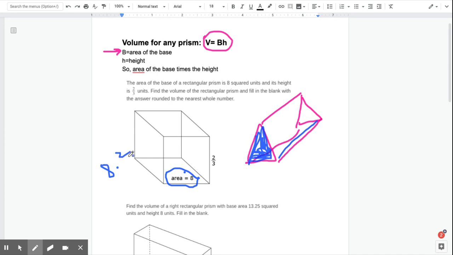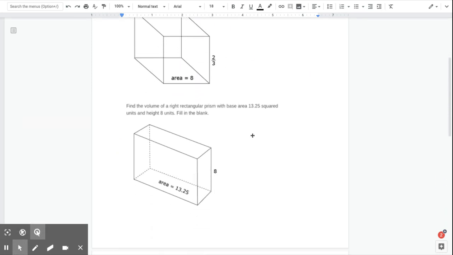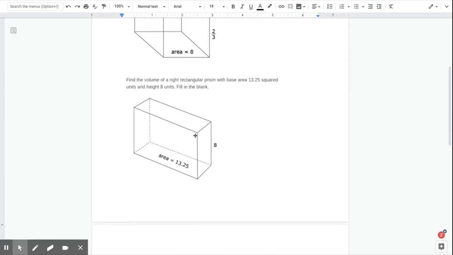So we would do 8 times 2/3, and that would be 5.3 repeating, but this says round to the whole number. So we would just call that 5 units cubed. Okay. So if you have this already, it's just multiplication, all right? It's just taking care of that.